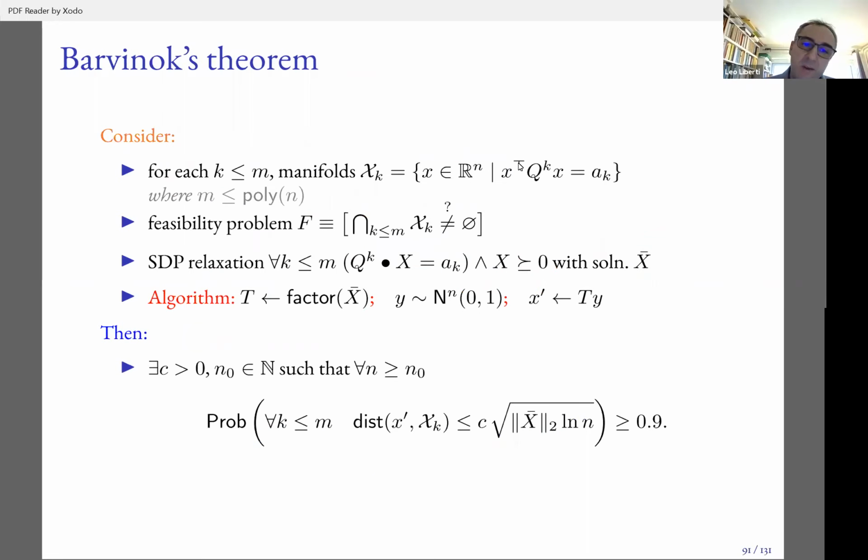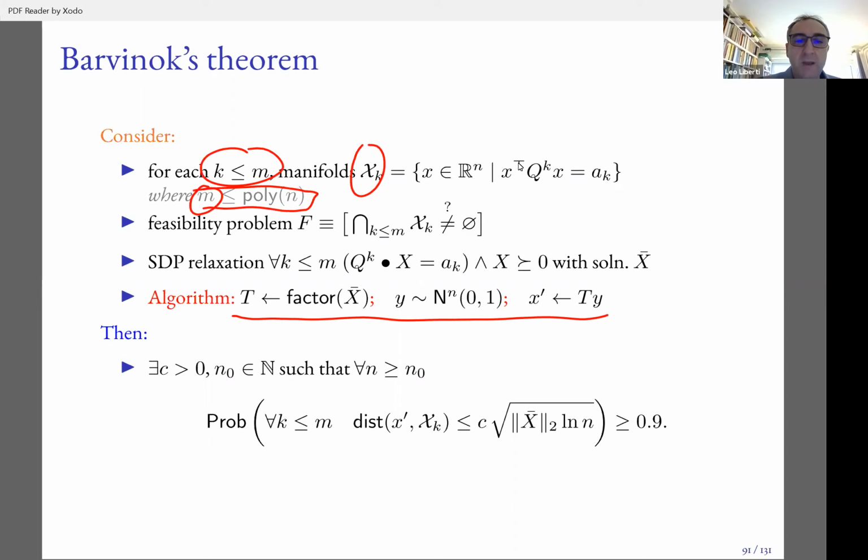Barvinok's theorem, and algorithm, I should say, because he presents this as his naive algorithm. In fact, it's naive because it consists of 3 assignments with no ifs and no loops. It's an extremely simple algorithm. Okay, so we consider manifolds calligraphic X_k for each k less than m, with m being bounded above by a polynomial in n, the number of variables.